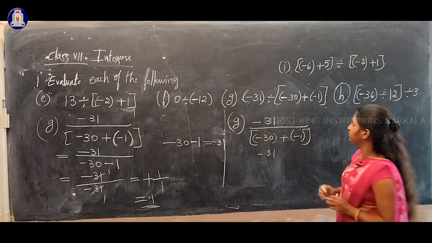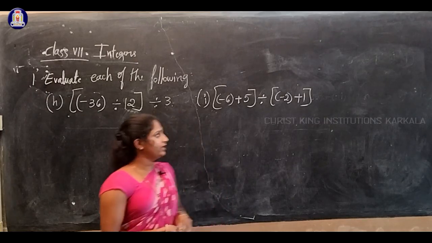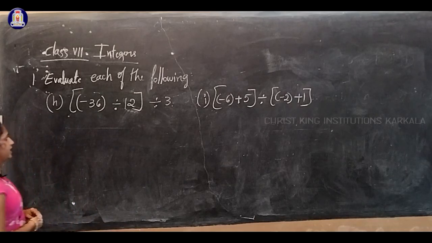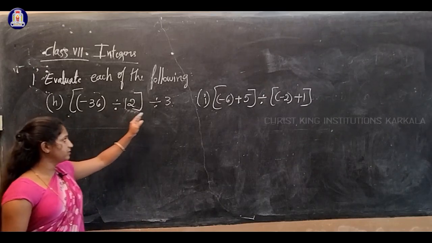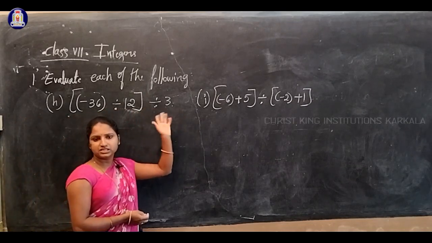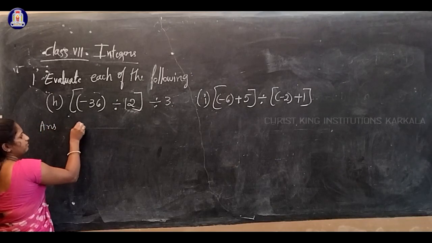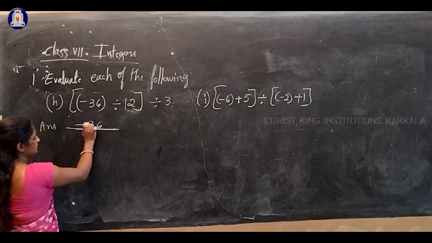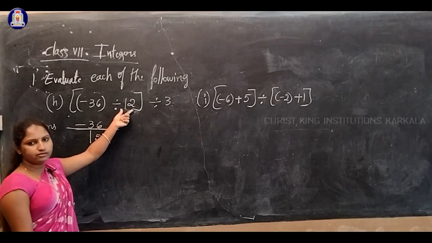Okay. Now similarly, how to solve H and I. Evaluate each of the following. So first one, minus 36 divided by 12, again divided by 3. So this term you have to divide again by 3. So first we will divide by 12. Okay. So first see the question. Minus 36 divided by 12 means plus 12.